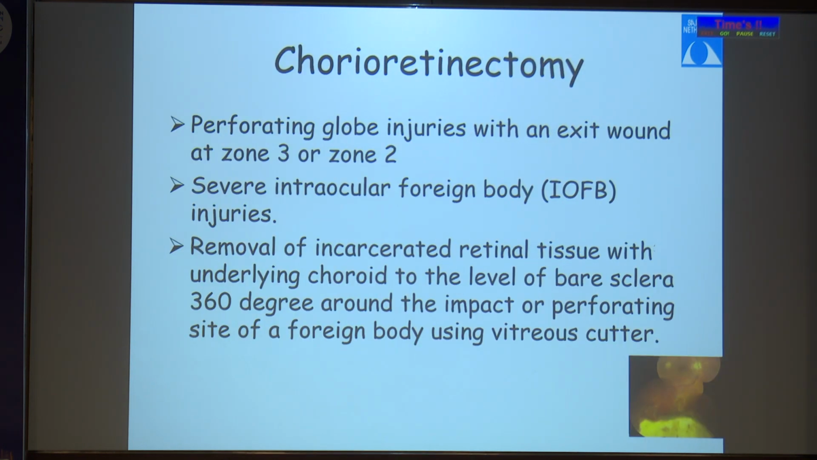What next? So if your PVR is the causative factor for all this BTEP, what do you want to do? You would like to do a chorioretinectomy, in which circumstances perforating globe injuries with an exit wound at zone 3 or zone 2, severe IOFBs. What do we do in this? Removal of the incarcerated retinal tissue from the underlying choroid to the level of the bare sclera. So you remove all these tissues in toto, 360 degree around the impact of perforating site of the foreign body using a vitreous cutter. So this is what I've done for this patient. Inferiorly you can see the margins of the chorioretinectomy.